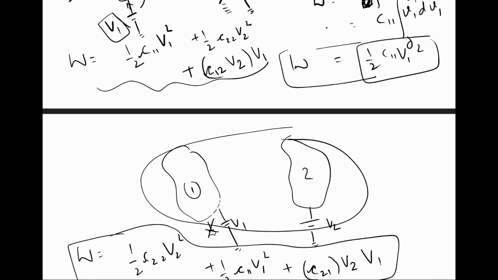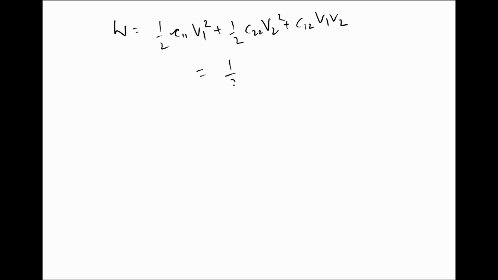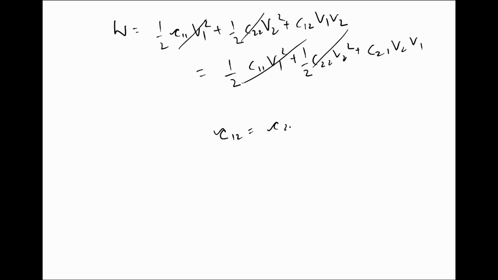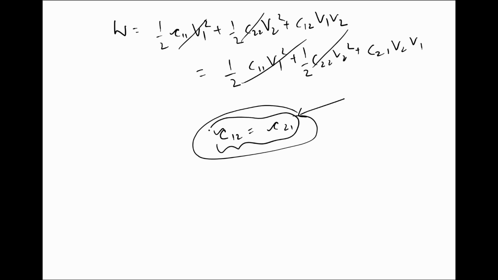So it implies, since the electrostatic field is conservative in nature, that for both scenarios the total work done should be equal, that is half C11 V1 square plus half C22 V2 square plus C12 V1 V2 should be equal to half C11 V1 square plus half C22 V2 square plus C21 V2 V1. So from this we can see that C12 is equal to C21. So in this way we have proved that these mutual coefficients are symmetric.